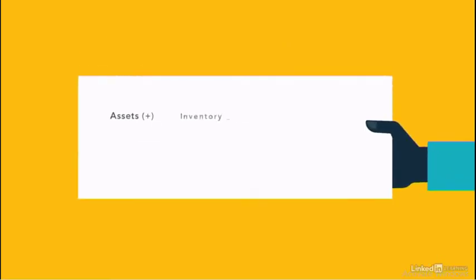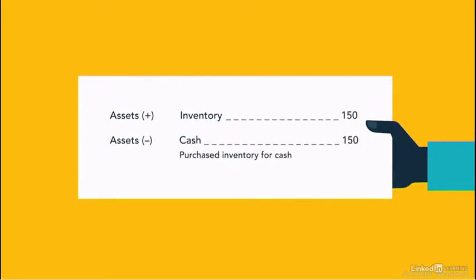This journal entry, recognizing that you are again trading one asset for another. You have less cash. That requires a credit to the cash account. And you have more inventory, which, being an asset, increases with the debit.